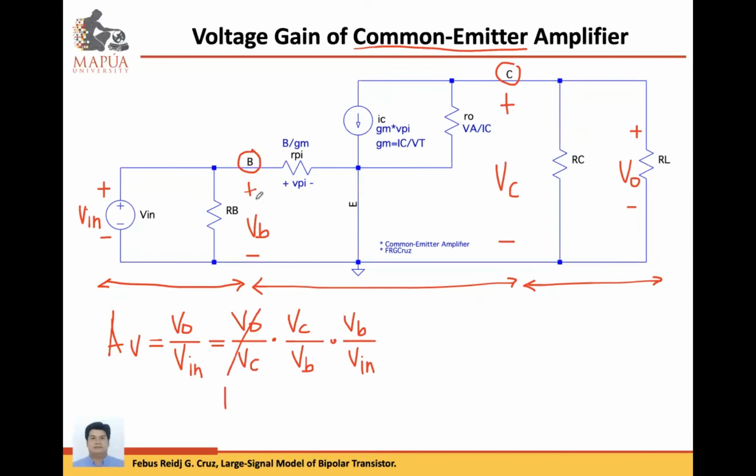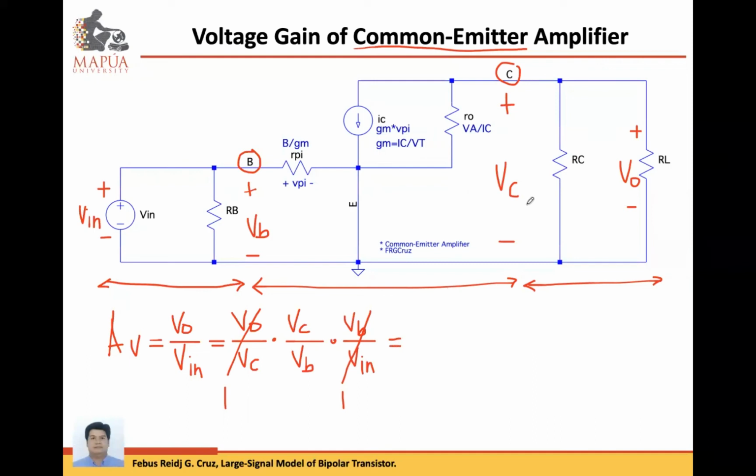And on the input side, V in is also in parallel with the base voltage, having the same nodes. They are both connected to base and both connected to ground. So V in is the same as VB, which means the ratio of VB over V in is also equal to 1. So to solve for the voltage gain, we need to determine the collector voltage over the base voltage.